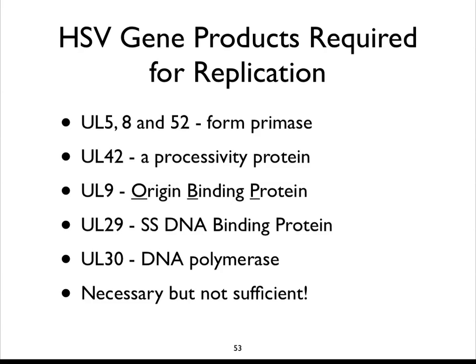All of those things are necessary, but not sufficient. You can isolate these proteins, put them into a test tube, throw in a molecule that has an origin of DNA replication, and not get faithful DNA replication. So there's something that the cell provides that we don't understand. It can be a place, it can be a protein, it could be a place and a protein, but all those things are necessary to get this thing to replicate.